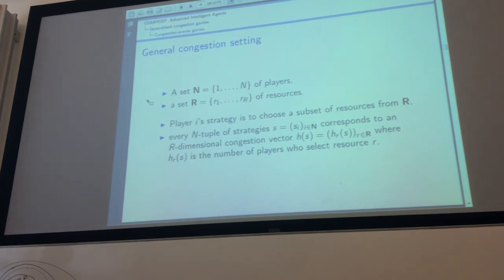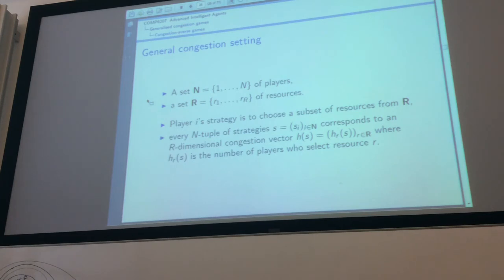I just call it a congestion setting so far. It's not a game yet, but we'll make it a game. So we have, as before, the set of players. We have the set of resources that they're going to share. As before, the strategy for players is to choose a subset of resources, and for each combination of strategies, we have the congestion vector that indicates how many users we have on each resource.